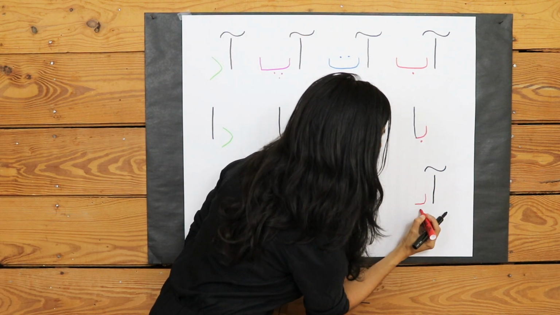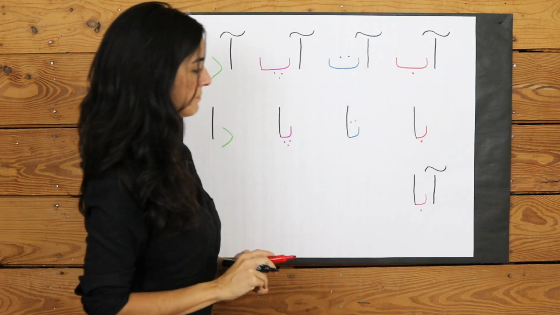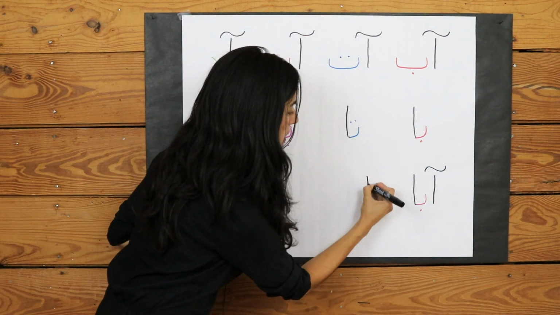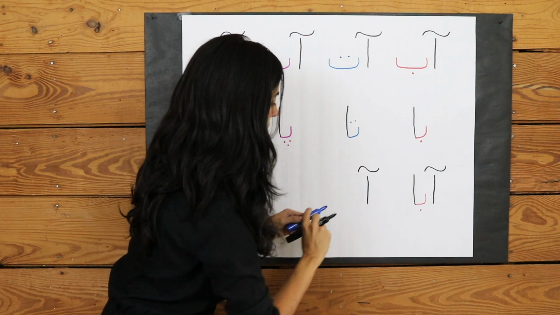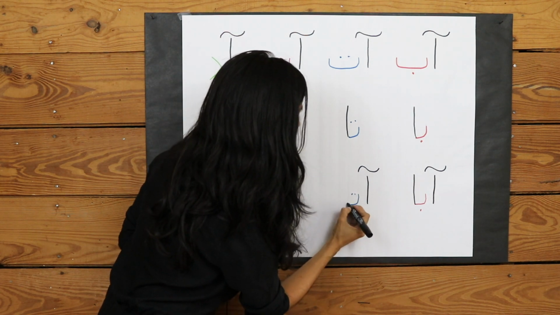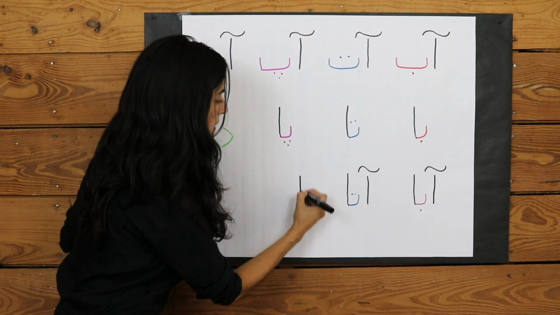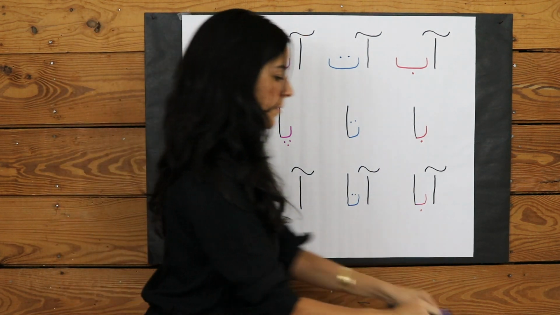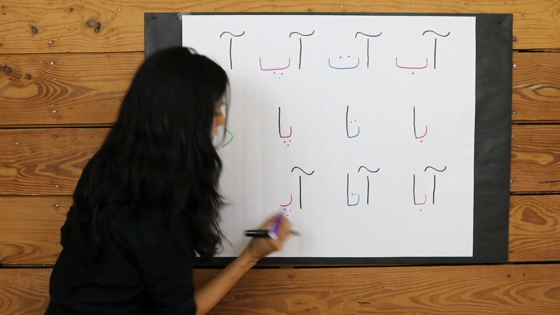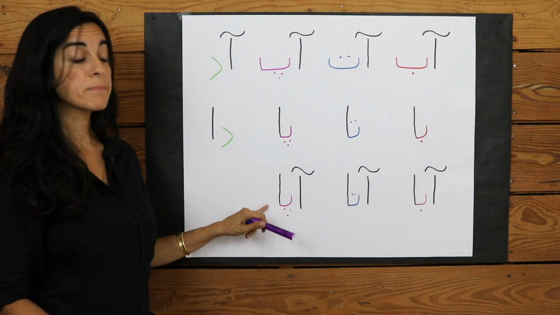Next, a be followed by an a, ba. Next, if we have an a followed by a te and an a, ta. An a followed by a pe followed by an a becomes pa.